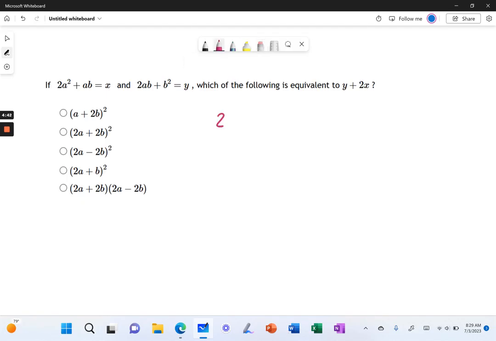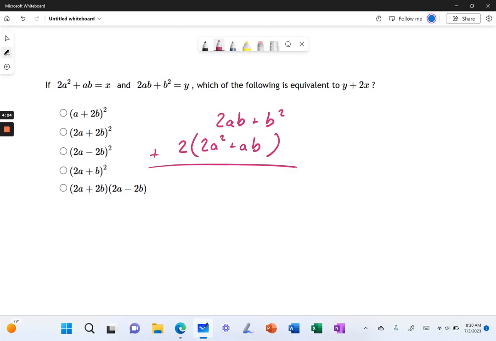I'm going to write down y. That's 2ab plus b squared. That's y. And I'm going to say 2x. Well, what is that? That's 2 times this x bit. That's 2 times 2a squared plus ab. Okay, and I'm going to add these things up.